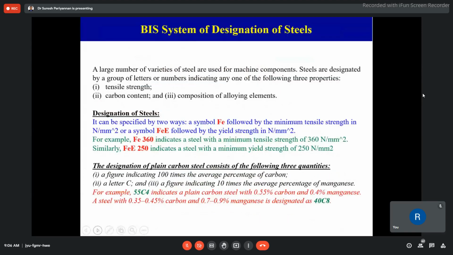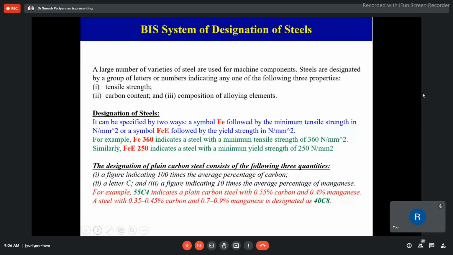Now, BIS system for designation of steel. As mechanical engineers, we are using a lot of steel. We are using a lot of aluminum materials, right? A lot of aluminum alloys. But what are the steel compositions? Steel means alloying element. Steel is not a single element, it's alloying elements. So then how can I identify the standard notation? How can I do the standard notation for different steels?